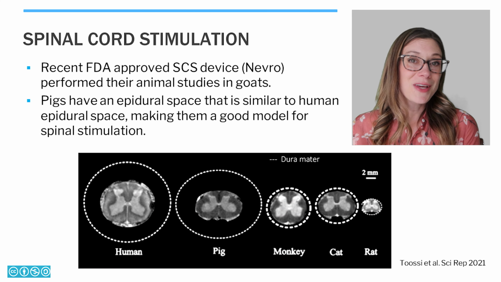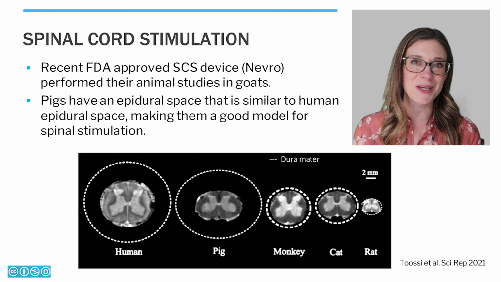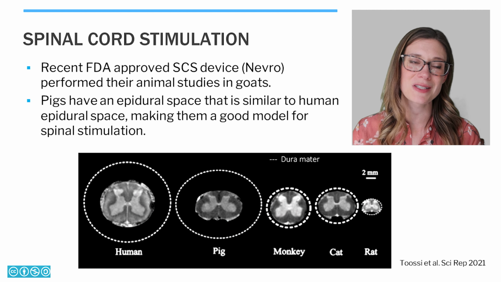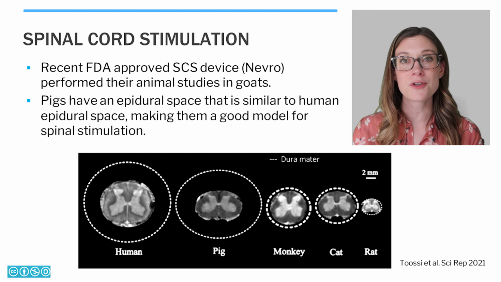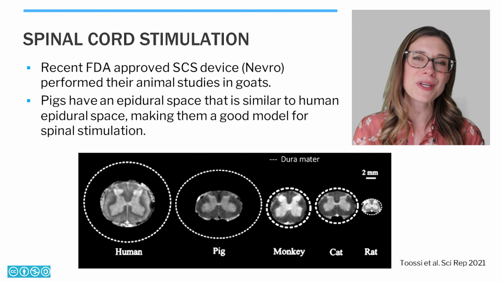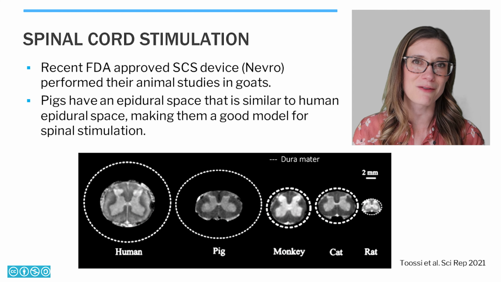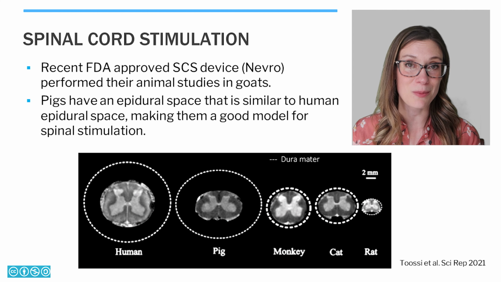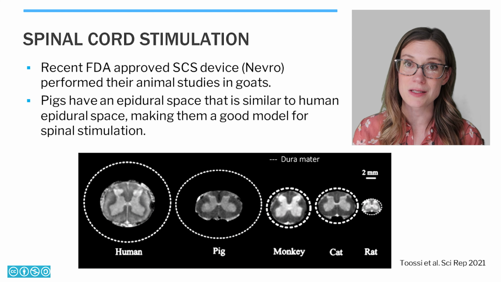So our third case study is spinal cord stimulators. The reason I chose this particular case study is because spinal cord stimulators are one of the most widely used clinical implanted neurostimulation technologies. So there's a lot of literature to draw on. I've just looked at a subset, and what I've chosen to highlight is a recent FDA-approved spinal cord stimulation device. This was from the company Nevro, and if you look in the summary statement for this technology, you'll see that they performed their animal safety studies in goats.